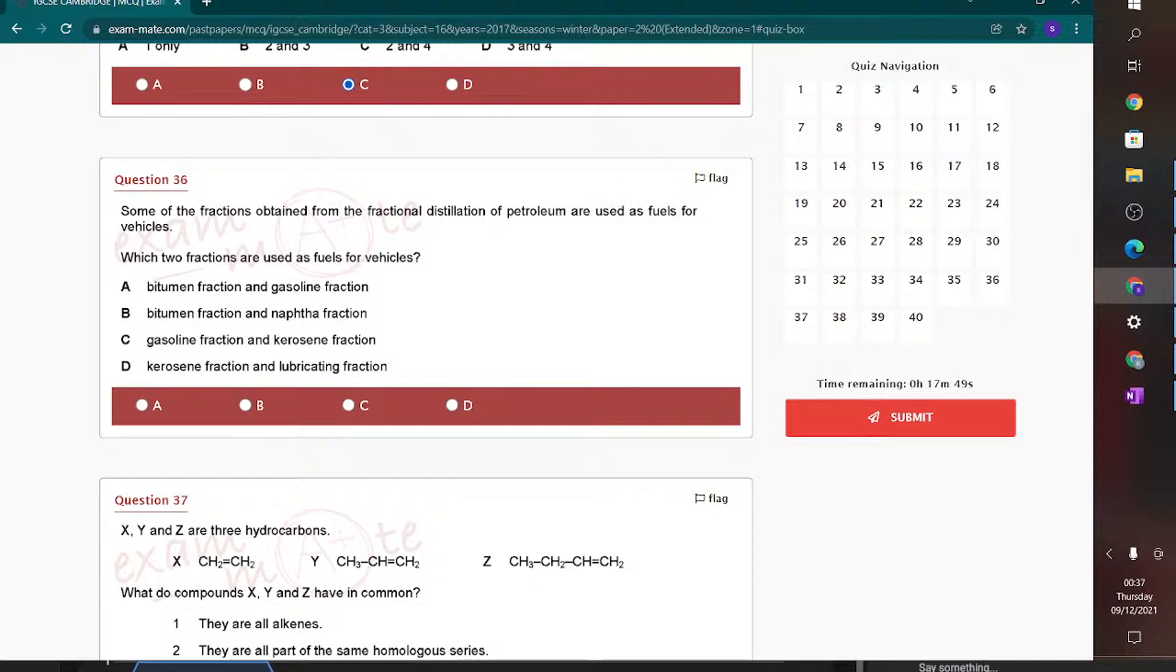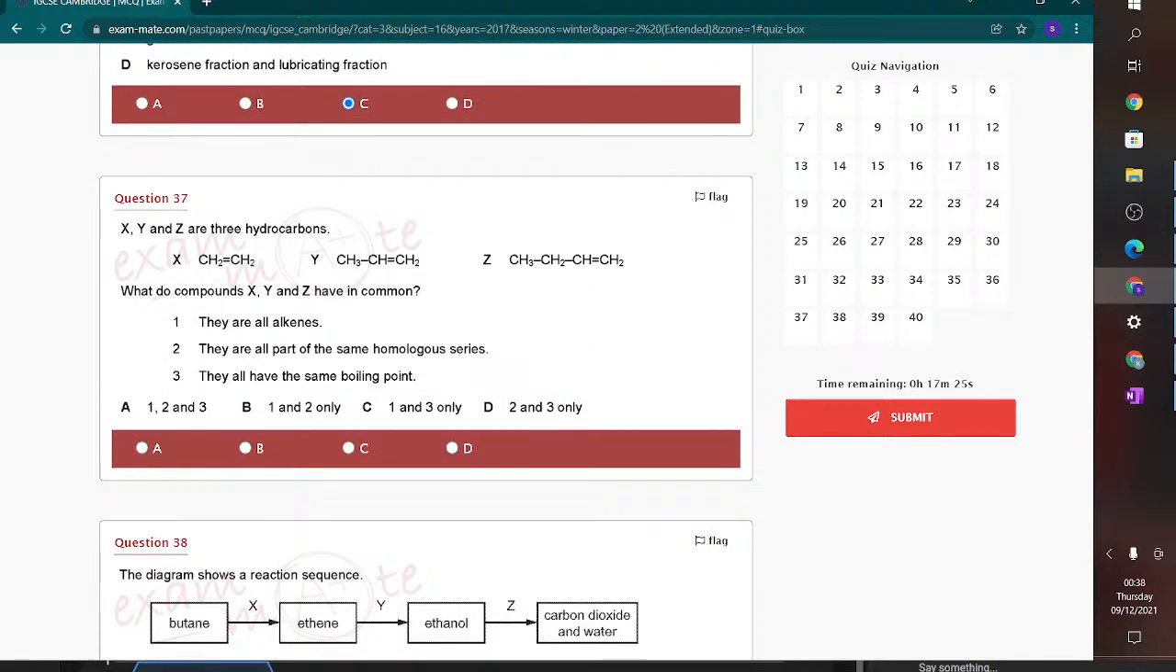Some of the fractions obtained from fractional distillation of petroleum are used as fuels for vehicles. Which two fractions are used as fuels for vehicles? Bitumen is used for making roads. Naphtha is used for the chemical industry. The lubricating fraction is used for waxes. So options B and D are wrong. The answer is C because gasoline and kerosene are used for fuels.